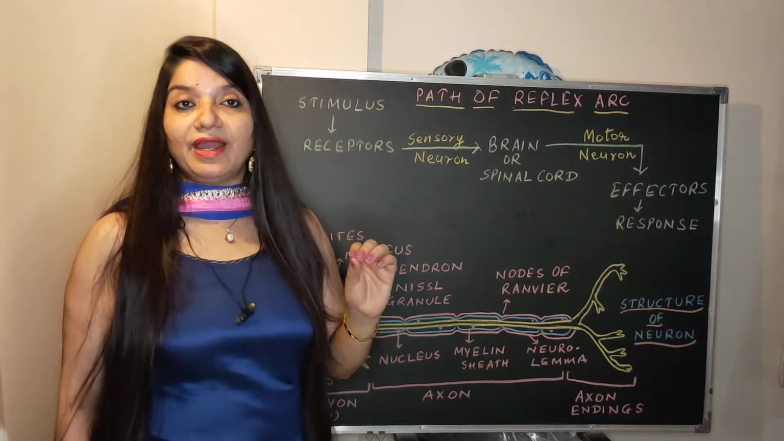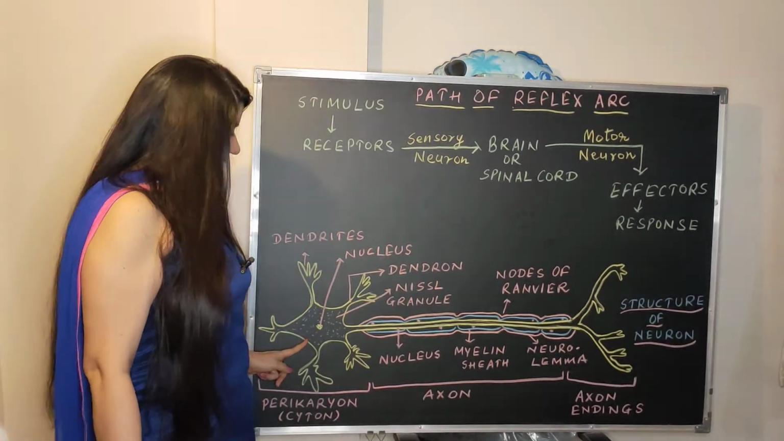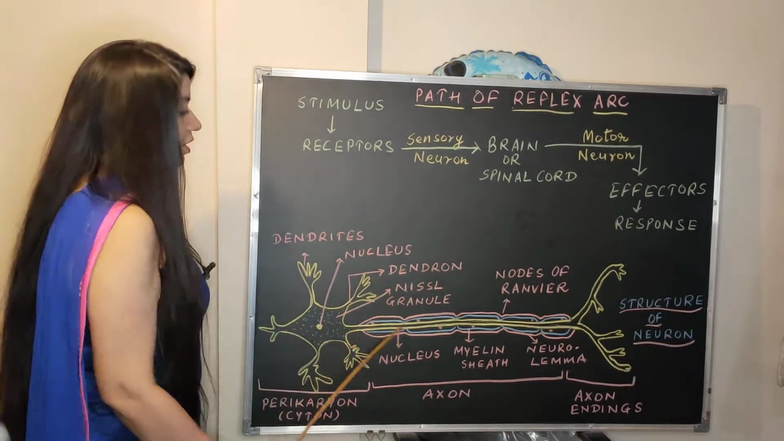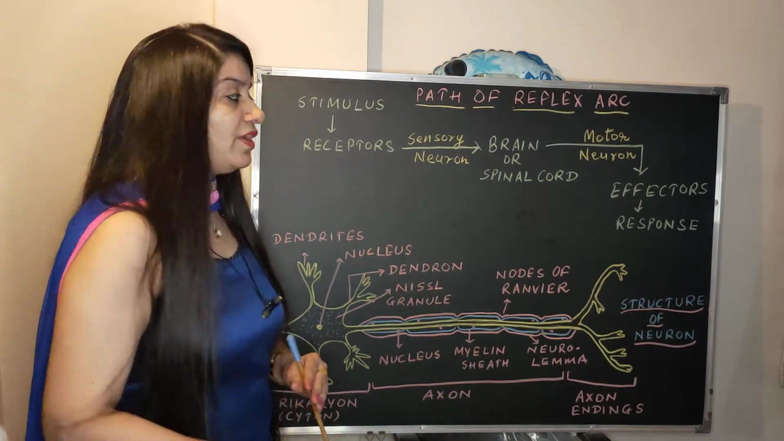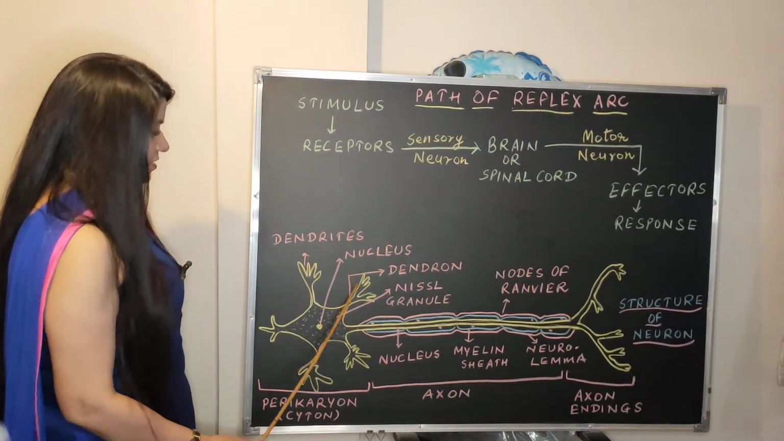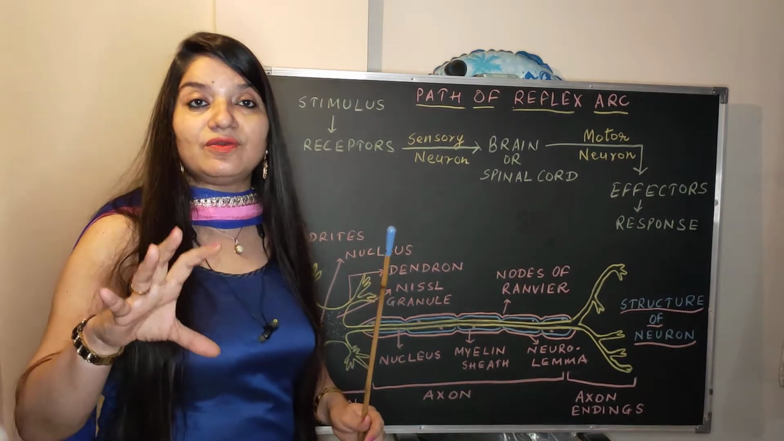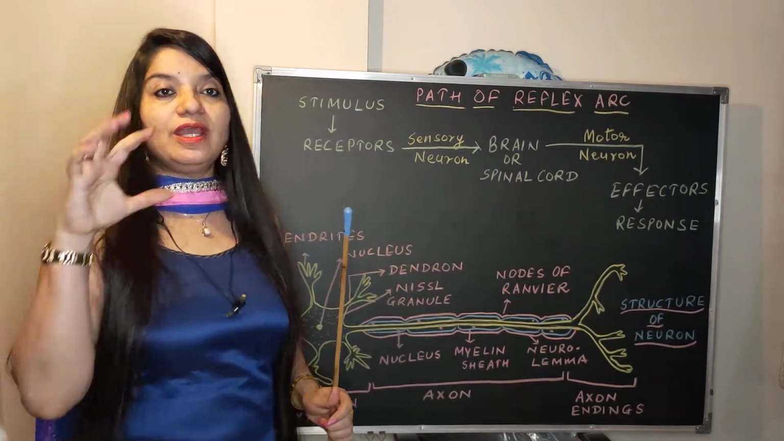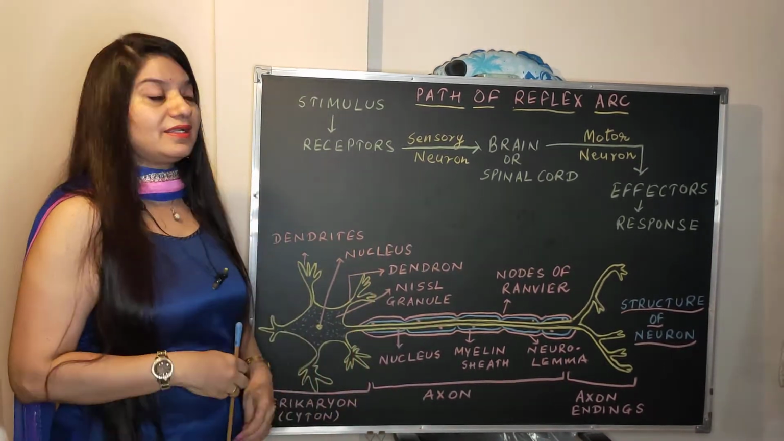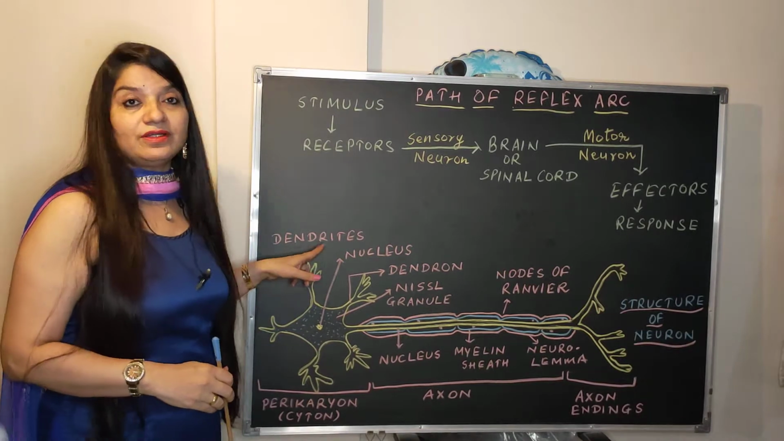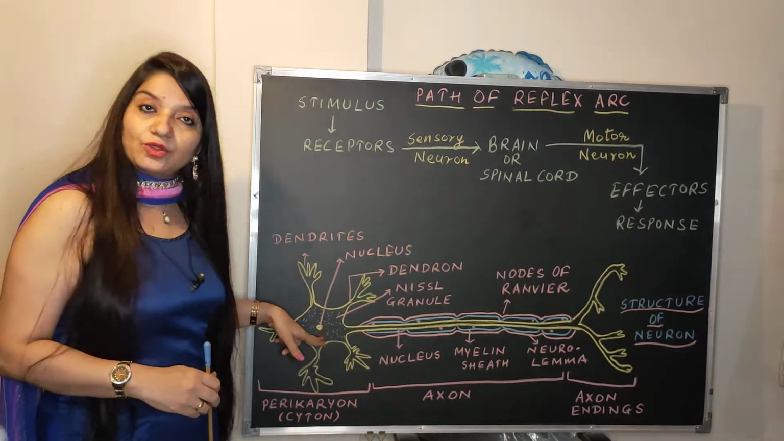So neurons are divided into three parts: the dendrites, the cyton and the axon. Now what are dendrites? They are finger-like projections. I have drawn them in the diagram. The tips of the dendrites acquire the information, so they acquire the stimulus. Whatever is happening in the external environment is acquired by the tips of the dendrites. They acquire the information and give it to the cyton part.